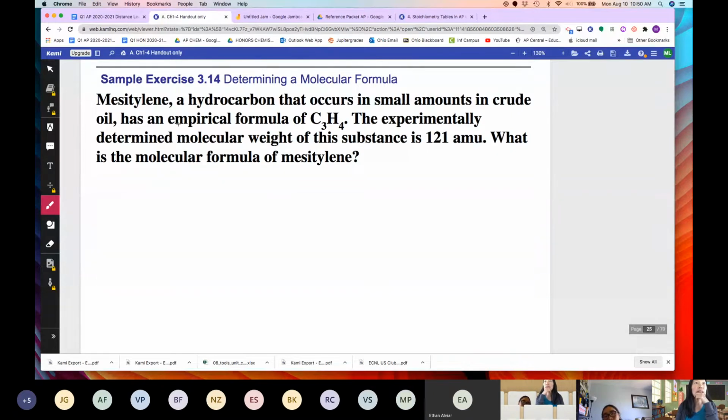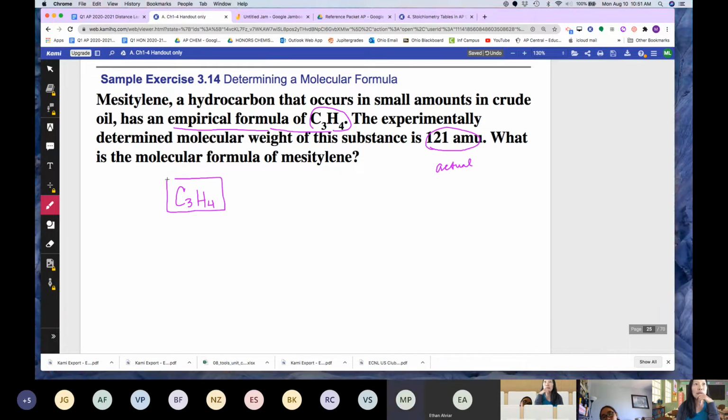So this one, the empirical formula they give you, obviously they got that from a mass spec, right? C3H4. That's the C3H4, right? And they tell you the molecular weight of the actual substance. This number is not the empirical, it's the actual. That's called the molecular formula. And you don't know what that is. So they gave you the empirical. You don't know what the actual is.